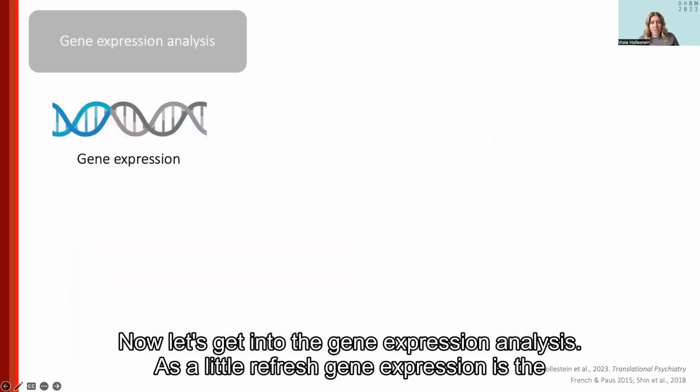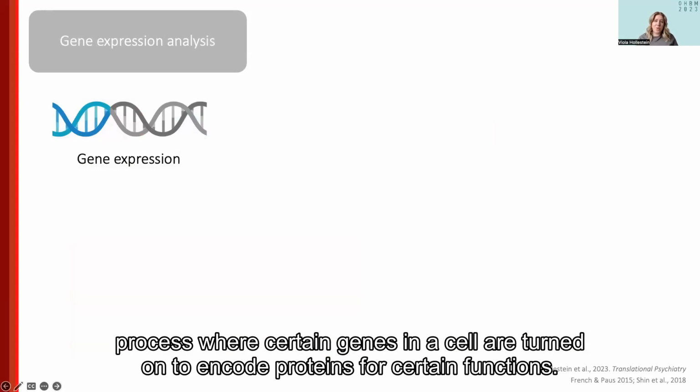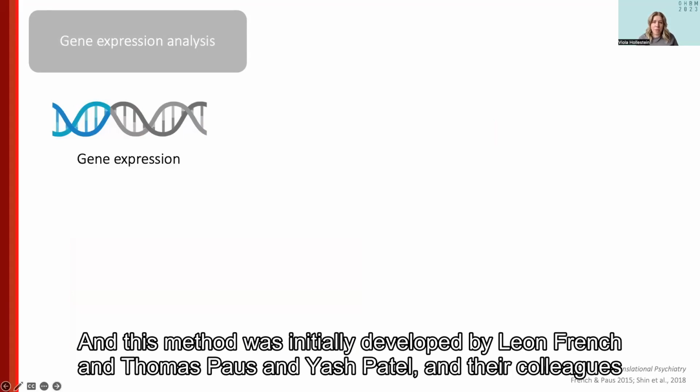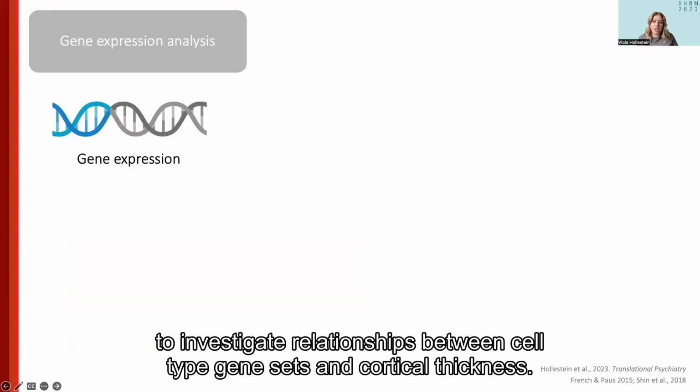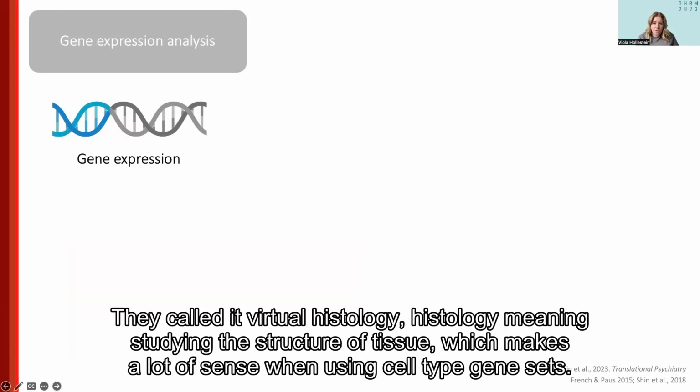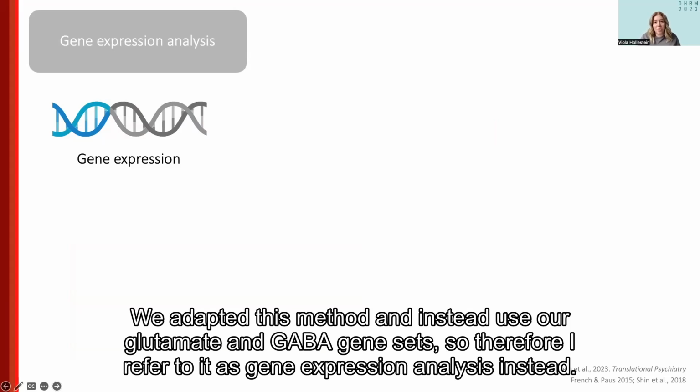Now let's get into the gene expression analysis. As a little refresh, gene expression is the process where certain genes in a cell are turned on to encode proteins for certain functions. And this method was initially developed by Leon French and Thomas Paus and Yash Patel and their colleagues to investigate relationships between cell type gene sets and cortical thickness. They called it virtual histology. Histology meaning studying the structure of tissue, which makes a lot of sense when using cell type gene sets. We adapted this method and instead use our glutamate and GABA gene sets, so therefore I refer to it as gene expression analysis instead.